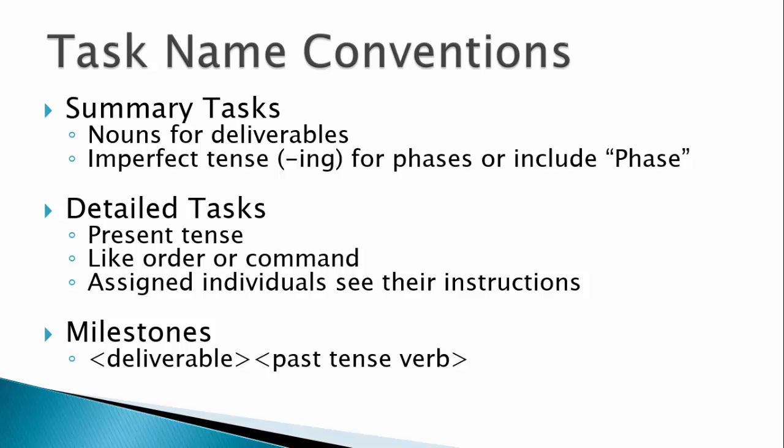You may remember that when we looked at the work breakdown structure and network diagram, we talked about some task name conventions. We use nouns for product-oriented summary tasks and either use -ing or include the word phase for time-based phases. Detailed tasks are written to resemble commands. This way, everyone will see their instructions. For the milestones, we want to have a past tense verb with the deliverable. While these aren't firm requirements, they can be helpful when trying to understand a complex plan.